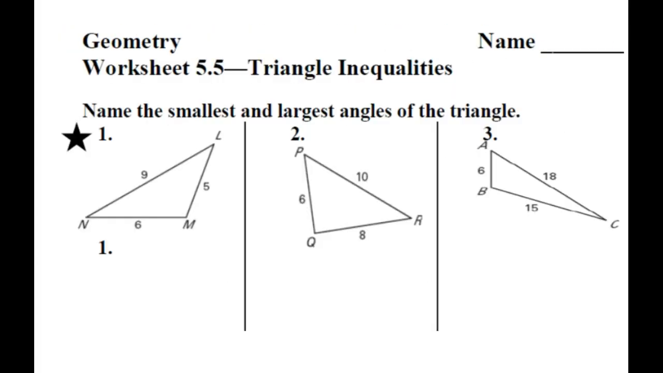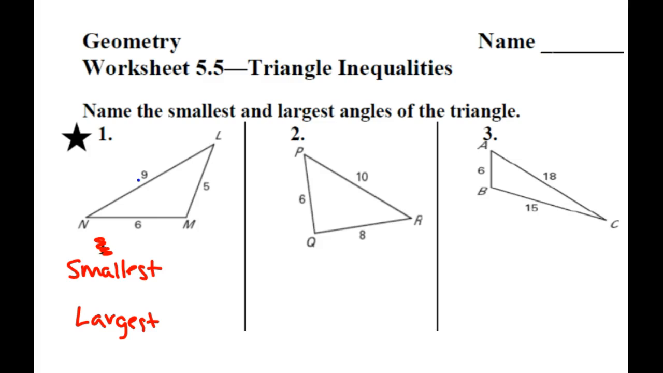We need to name the smallest and largest angles of the triangle. So we need to do the smallest and the largest. By the way, this floating one doesn't really matter down there. I don't know why I printed out there, but it did.